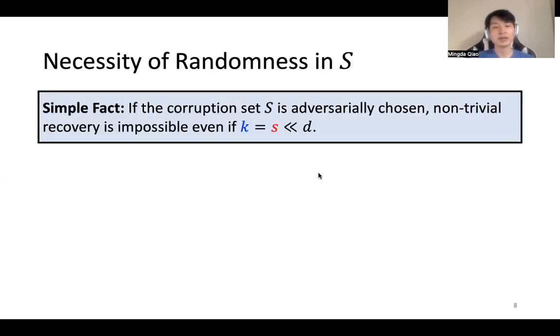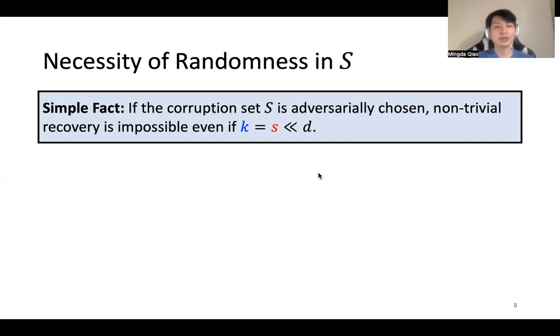In the model that we defined on the previous slide, the corruption set S is chosen randomly, whereas in most formulations of sparse recovery, this set can be arbitrary. Here we state a simple fact that if we have no assumption on the choice of the corruption set S and no further assumptions of any kind, we cannot do any non-trivial recovery. This is true even if both k and s are much smaller than d. Recall that k is the dimensionality of the subspace and s is the number of corrupted entries.